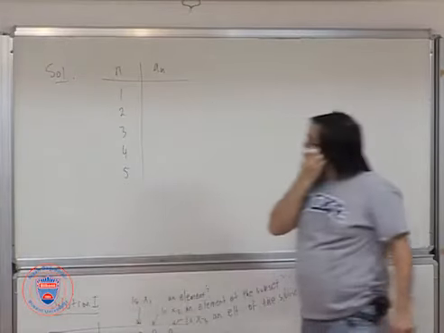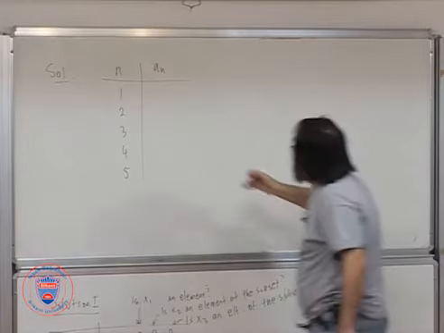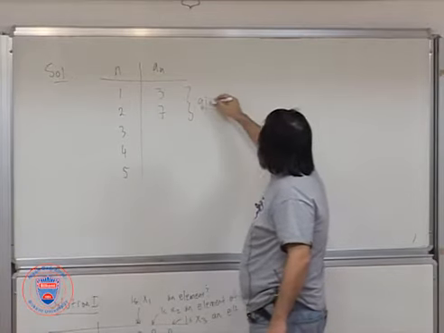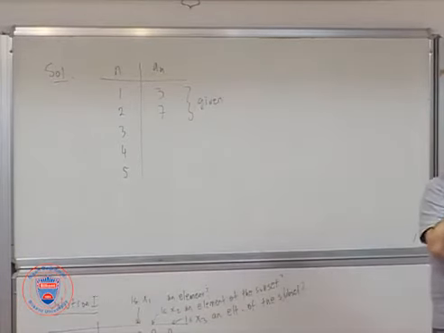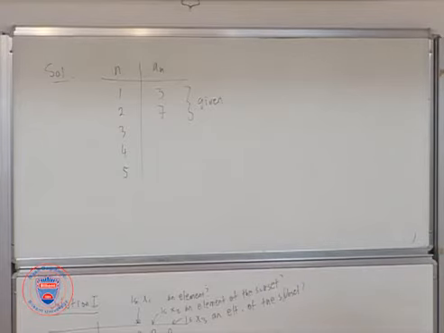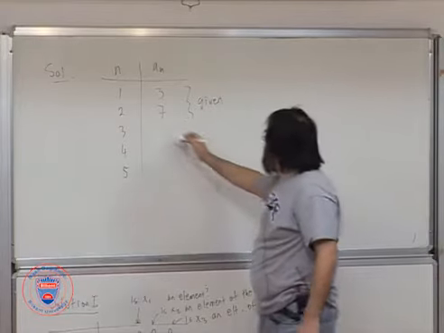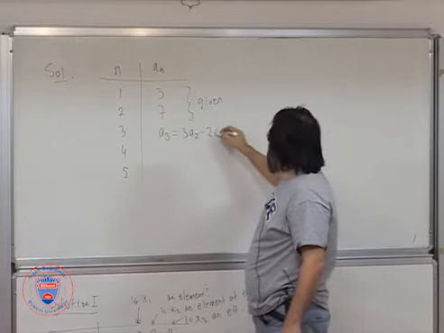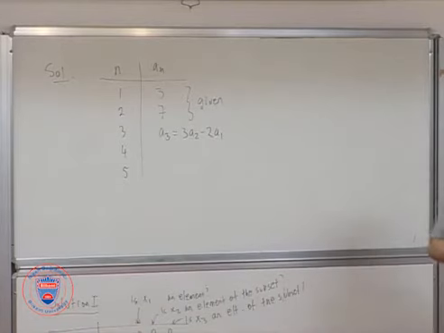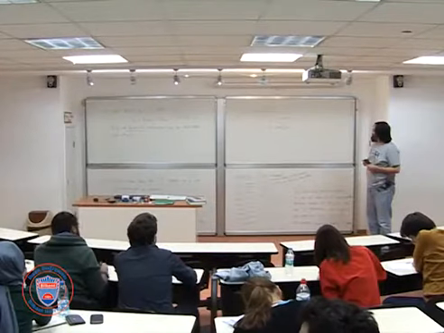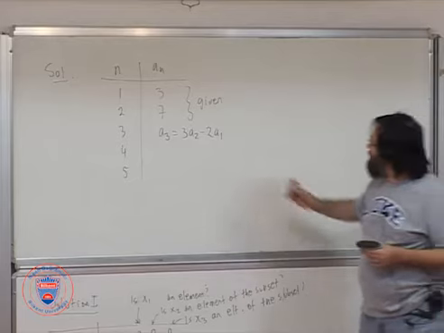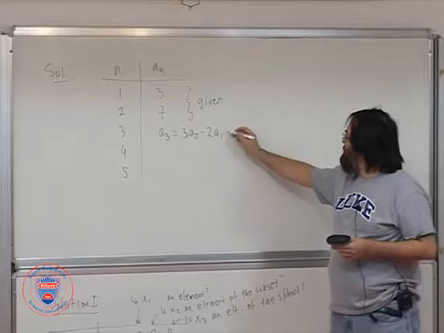So a_1 is 3. a_2 is 7. These are given already. So now I need to calculate a_3. It says it's 3 times a_2 minus 2 times a_1. So what is it? 15. So it's 3 times 7, 21, minus 6, 15.